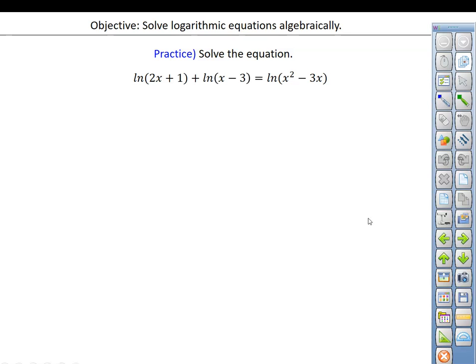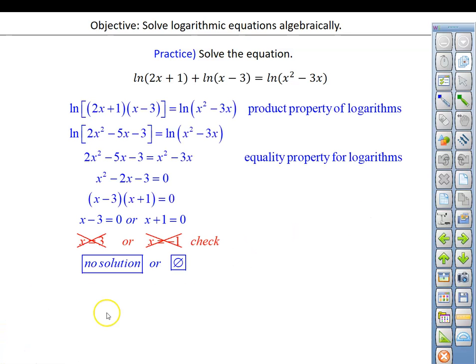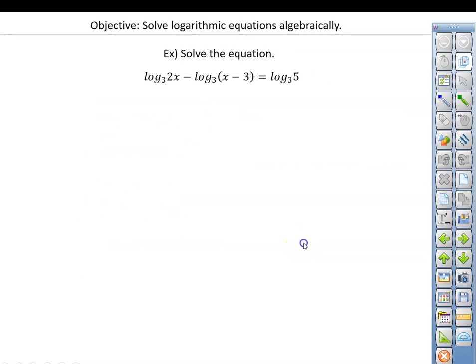All right, let's try this practice problem. All right, so here in this practice problem, hopefully you came up with the conclusion of no solution. Both of our possible solutions aren't valid. 3 actually creates an argument of 0, which is not a positive number, so it's not valid, and negative 1 creates at least one negative argument. All right, let's take a look at this next problem.